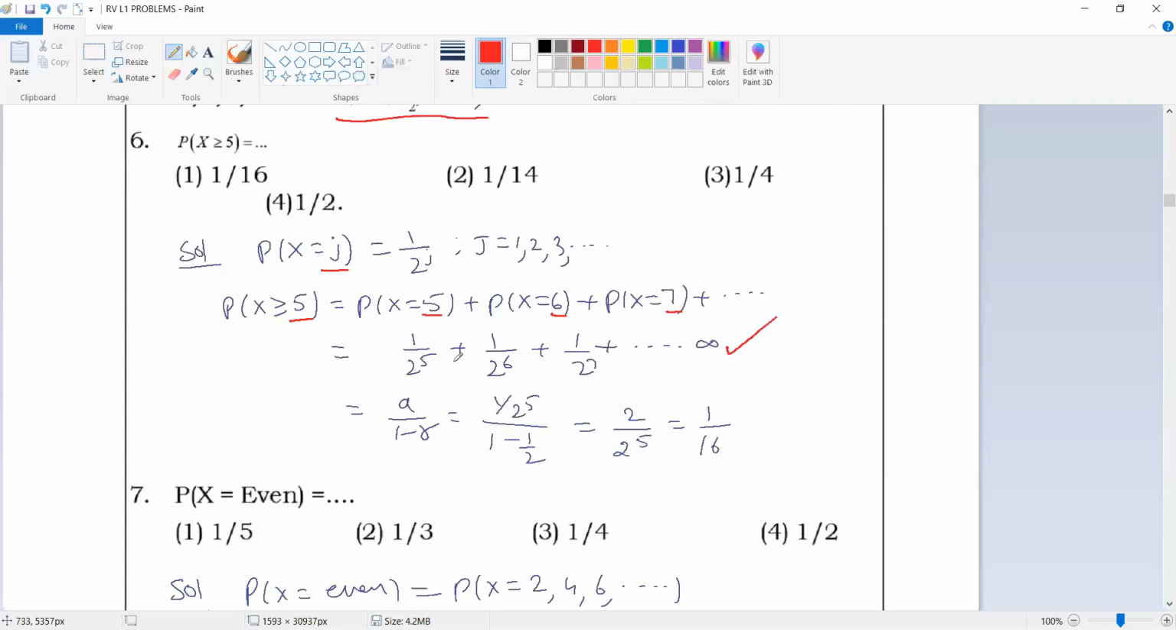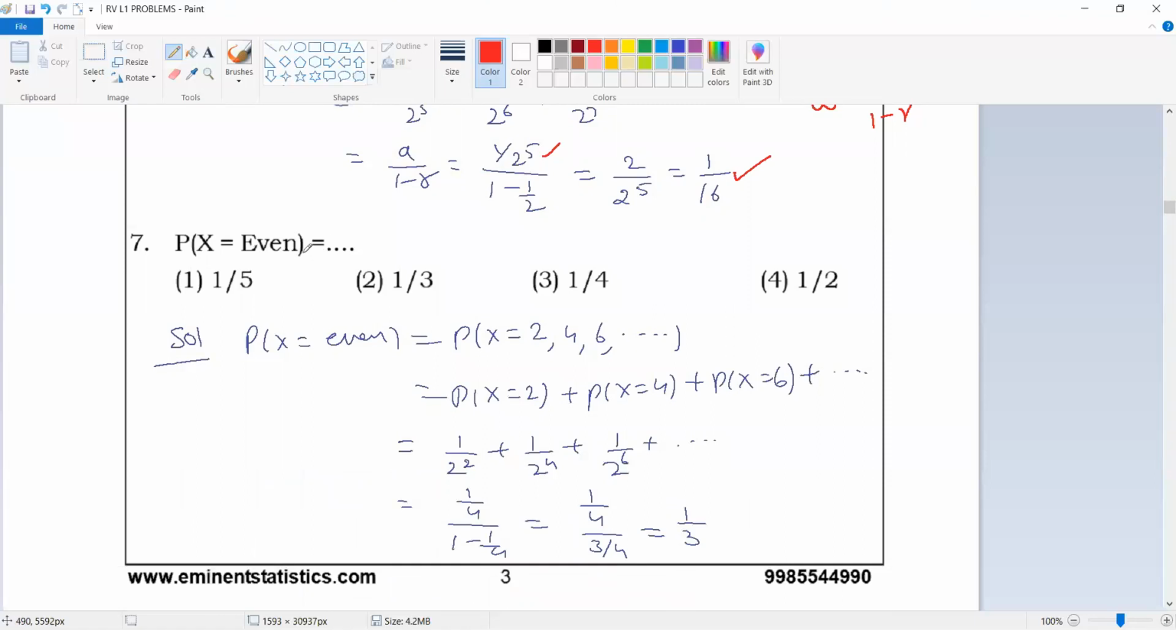Now, this is an infinite GP series. So the formula is S infinity, A by 1 minus R. A is the first term, 1 by 2 power 5. The common ratio is second term by first term, 1 by 2 power 6 by 1 by 2 power 5, that is 1 by 2. So 1 minus 1 by 2 is 1 by 2, giving 1 by 2 power 5 divided by 1 by 2. The result is 1 by 16. So 1 by 16 is the answer.